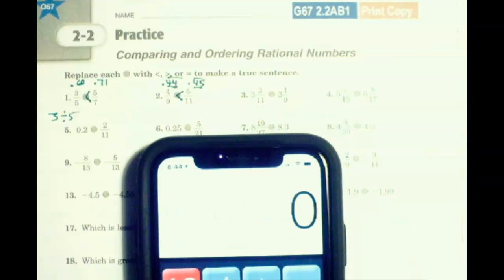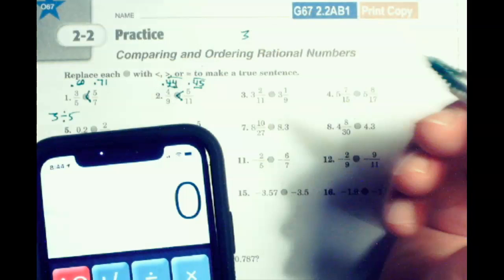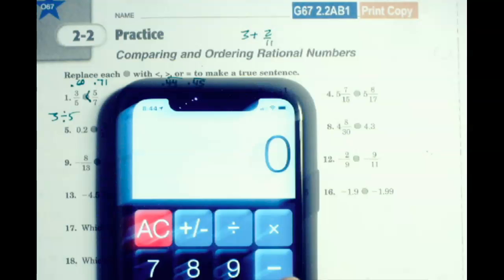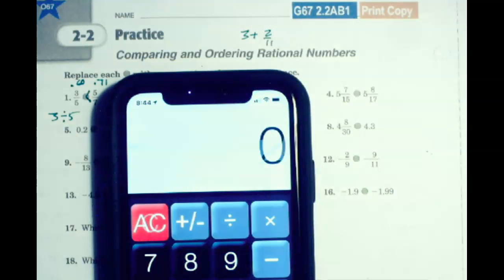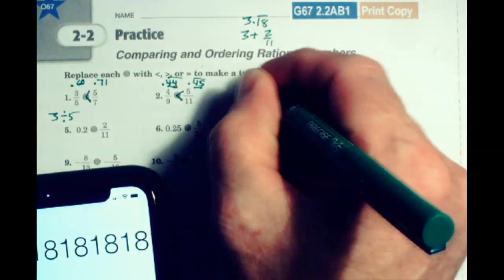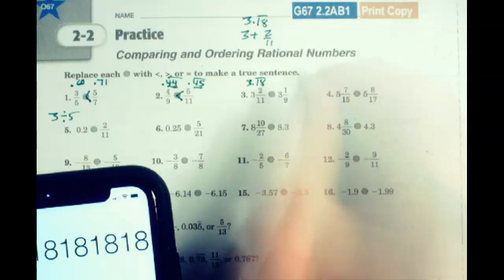I'll do one with mixed numbers. So Sal Khan, one of my heroes, he would say that 3 and 2/11 is 3 plus 2/11. That's the way he likes to think about it, and I think it's a great way to think about it. So let me do 2 divided by 11. 2 divided by 11 is equal to 0.18 repeating. So this is equal to 3.18 repeating. So let me put that down. 3.18 repeating.